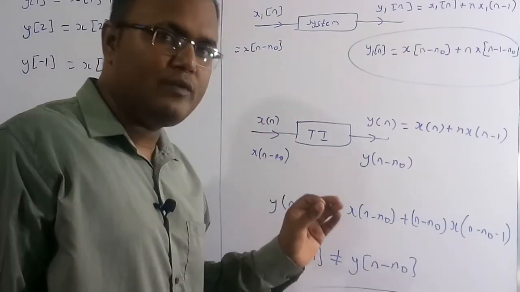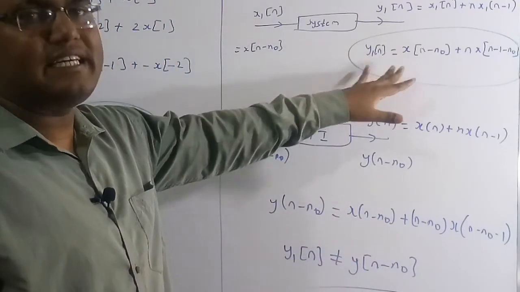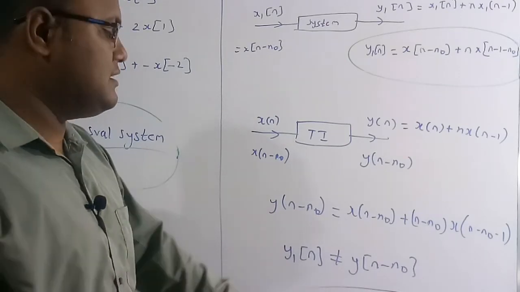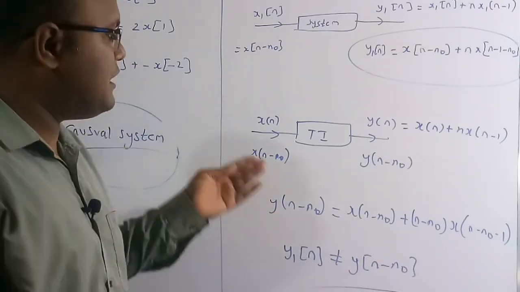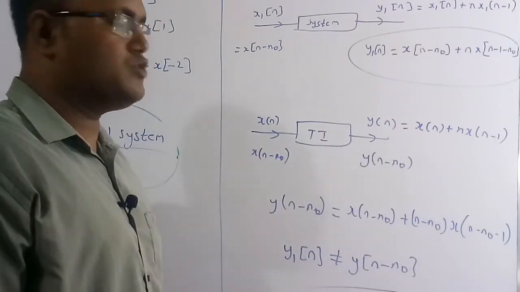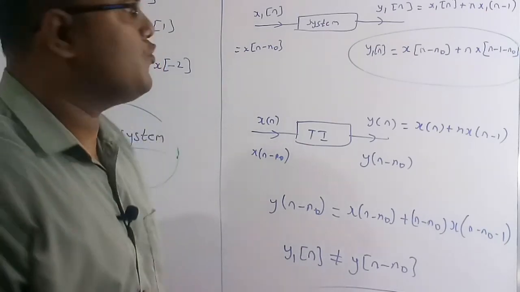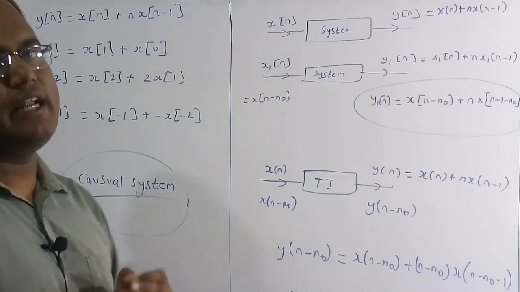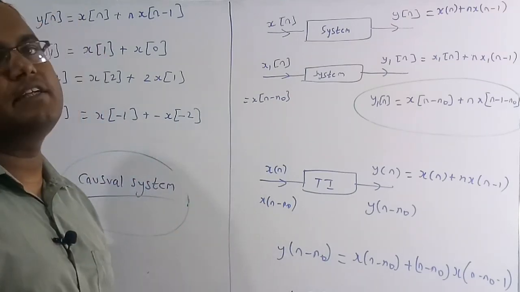For a time invariant system, this is the output we need to get, but the output which we got does not have the same value as this one. So therefore we can conclude that this system is said to be a time variant system. It means that if the input is a delayed input, the output is not the delayed version of the output. So finally, from the input output equation, we can conclude that this system is a causal system and it is also a time variant system.